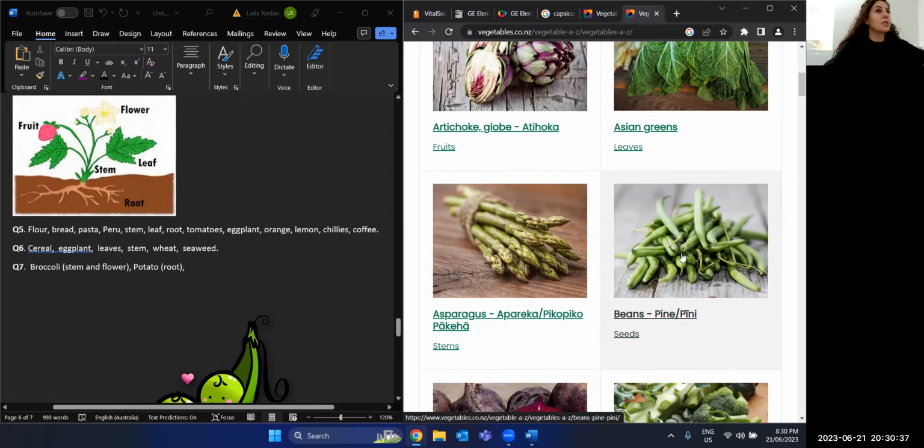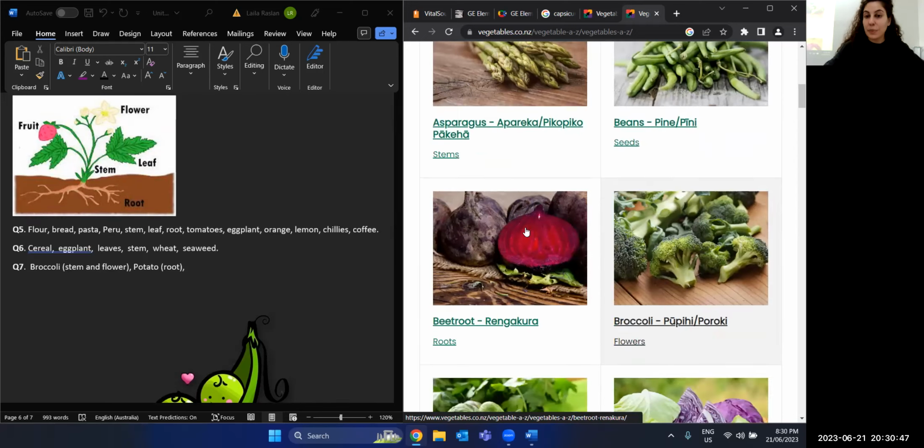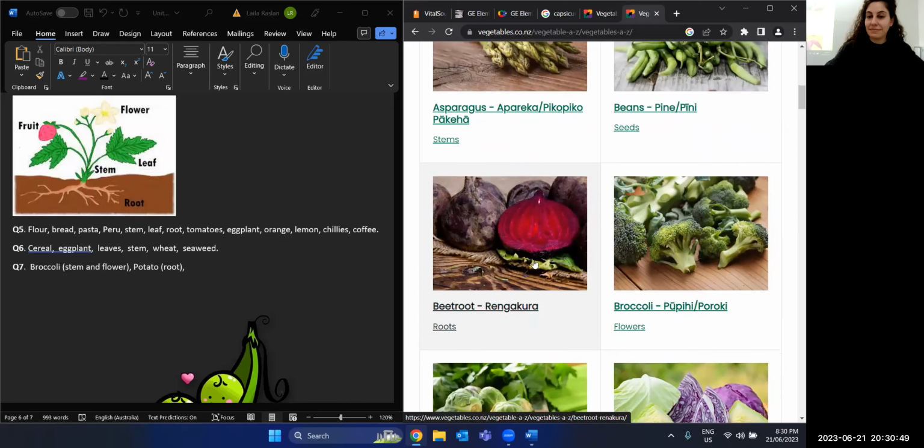Beans, so this is what you were talking about. Beans is different to peas, which one student said peas and another said beans. Beetroot. That's a good one. Do we eat the stem, the leaf?